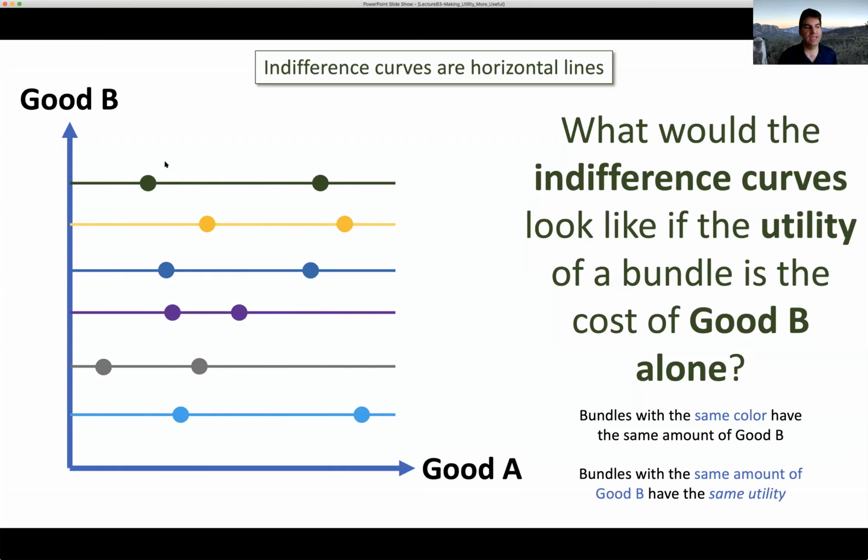And so the answer to this one is that they're horizontal lines. And so the reasoning here is, if you take two bundles that are on the same line, they both have the same amount of good B in them. So we are indifferent to picking this bundle over this bundle, because we are basing all of our decision-making, all of our joy, on the amount of B. We do not care how much A is in the bundle.